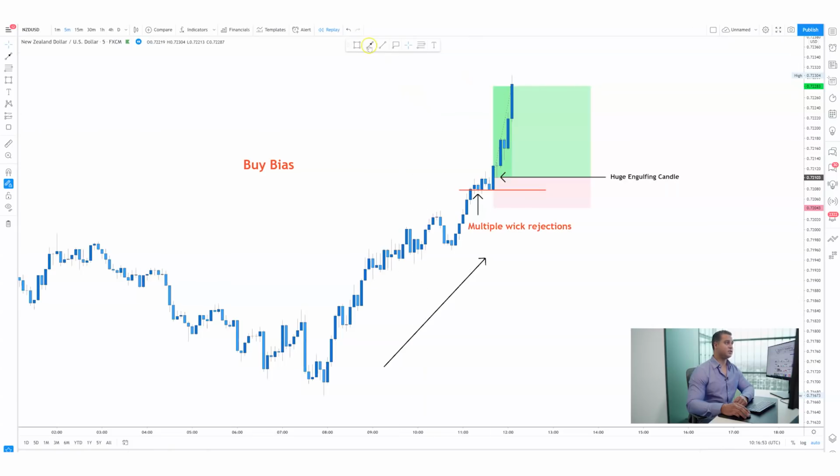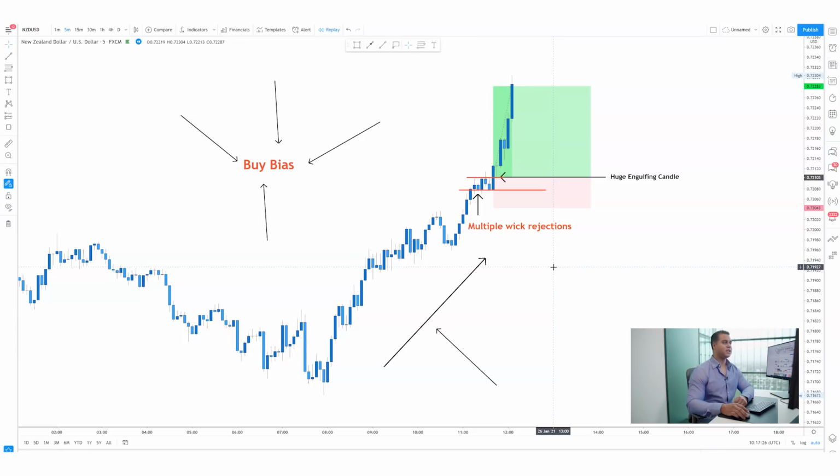Trade number 8 is on New Zealand dollar USD on the 5-minute time frame. We are clearly buy biased. Anybody who tells me different, I think we'll need to go to Specsavers. But as far as I'm concerned, the market is trending up. We have multiple wick rejections here. We have a huge engulfing candle that closed, but we're entering on the break of structure here as part of our plan, making sure that we go for at least a 1-to-2, 1-to-3 risk reward ratio, in this instance of 1-to-3. Price pushed higher, created our patterns, and now we take the trade.